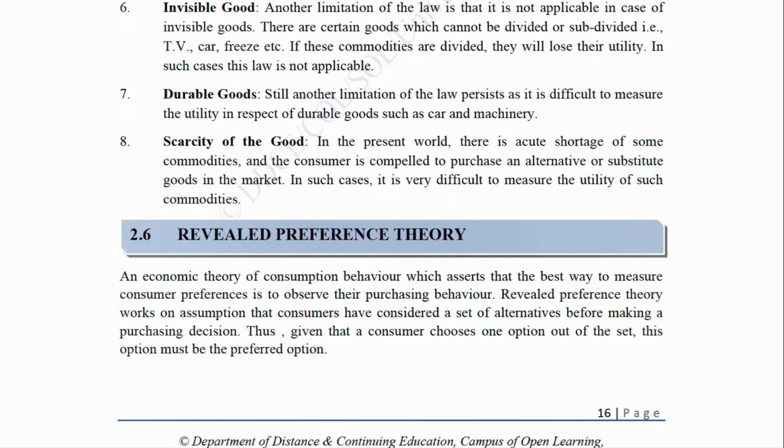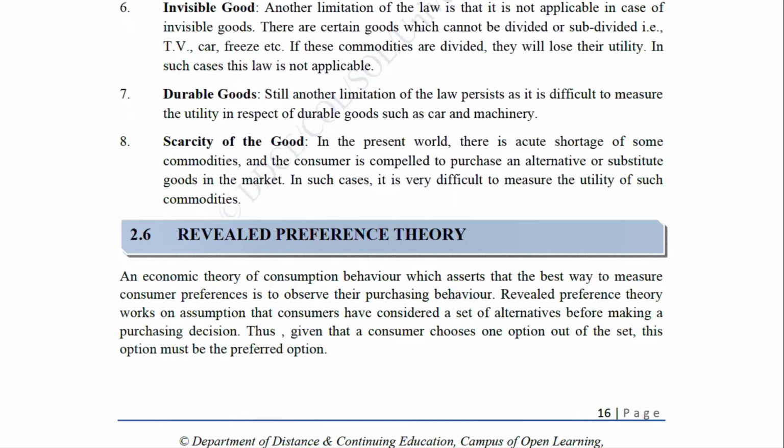Seventh, durable goods. Still another limitation of the law persists as it is difficult to measure the utility in respect of durable goods such as car and machinery. Eighth, scarcity of the good. In the present world, there is acute shortage of some commodities and the consumer is compelled to purchase an alternative or substitute goods in the market. In such cases, it is very difficult to measure the utility of such commodities.